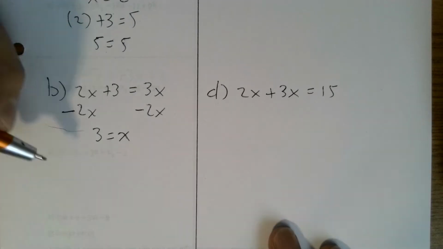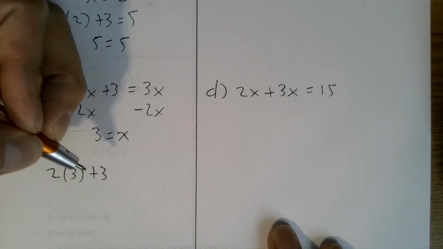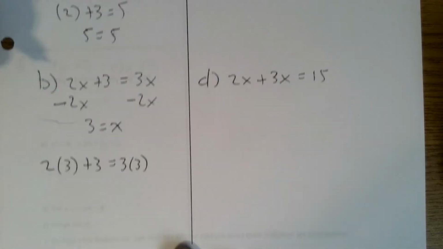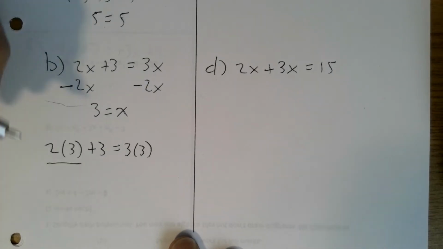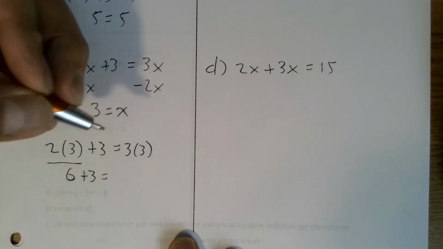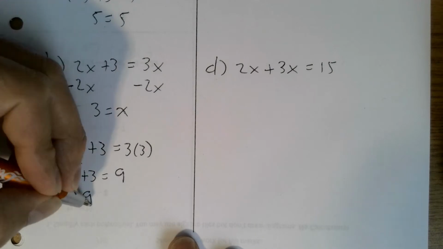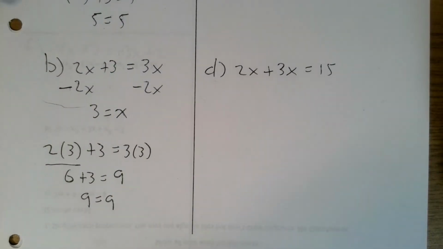So when I do my check, I'll have 2 times 3 plus 3 equals 3 times 3. On the left side here I need to do BEDMAS, so I'll multiply first. 2 times 3 is 6 plus 3. On the right side I've got 3 times 3 is 9. 6 plus 3 I'll replace with 9 equals 9. So when x equals 3, my equation is true, so x equals 3 is the solution.